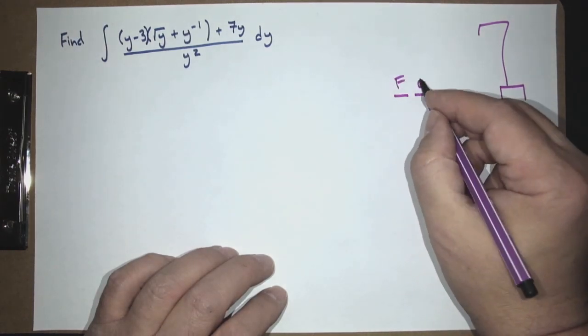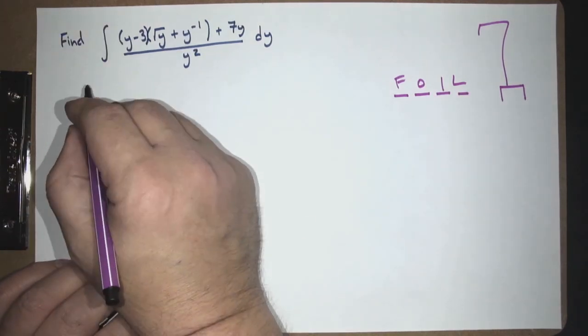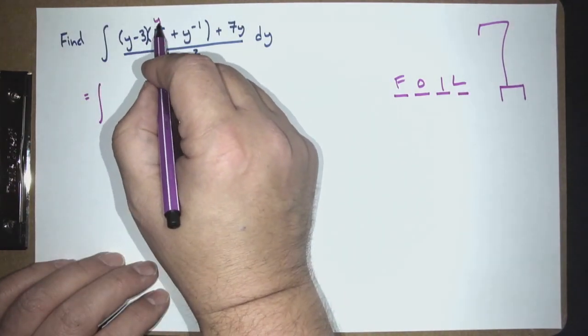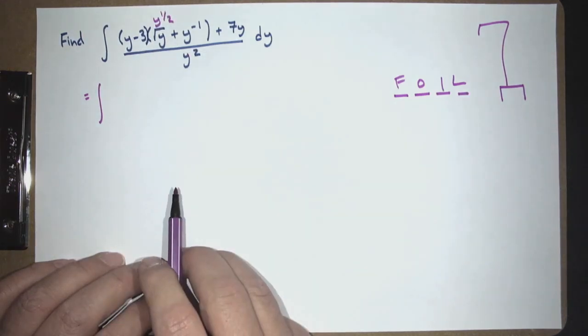Foil. Great. You got it on the first try. Nice. You're good at this game. Okay, so we can foil. All right. Now, the other thing, of course, square root of y to the half.